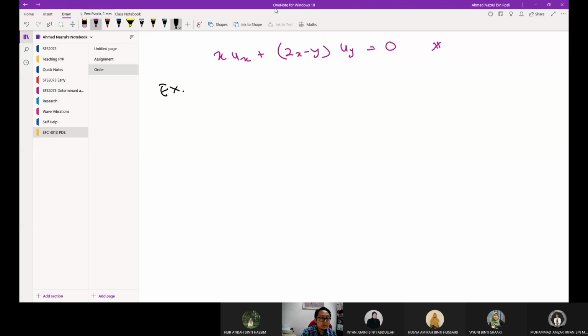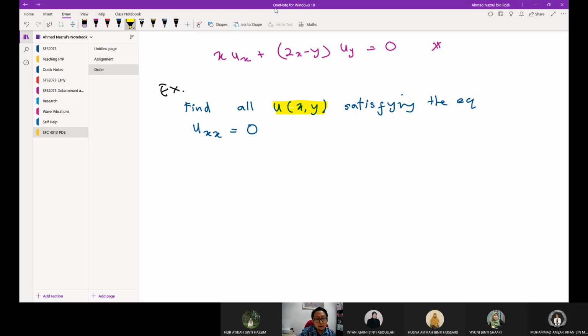So the question will be: find all u(x,y) satisfying the equation uxx equal to 0. So what you should do, you need to find the possible equation for u, the dependent variable, that satisfies this equation.